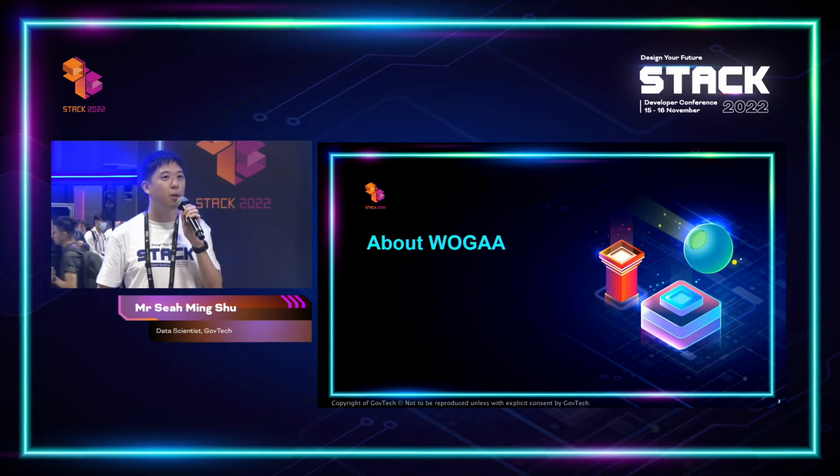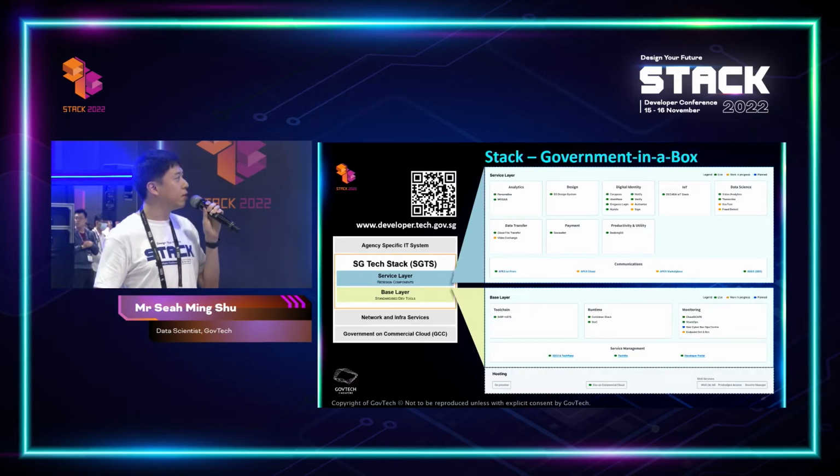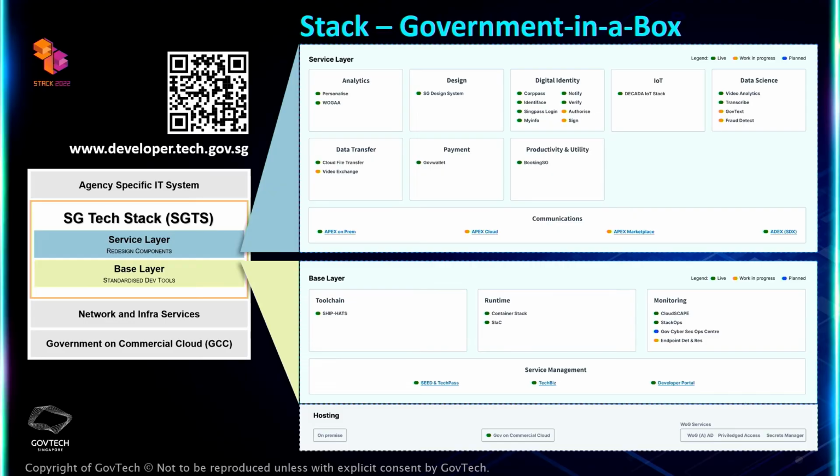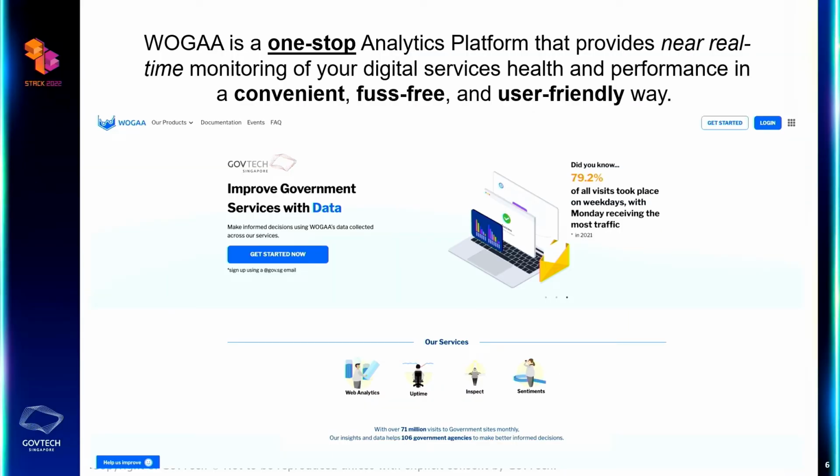So first and foremost, a bit more about WOGAA. As you can see on this screen, this is our Singapore government tech stack. It comprises a service layer as well as a base layer. So where does WOGAA fall under all of this? In fact, WOGAA comes under the analytics portion of the service layer in the tech stack. And what actually is WOGAA about? WOGAA is a one-stop analytics platform that provides near real-time monitoring of our digital services' health and performance in a convenient, fast, free, and user-friendly way. As you can see, this is our product page. We are trying to improve government services with data.